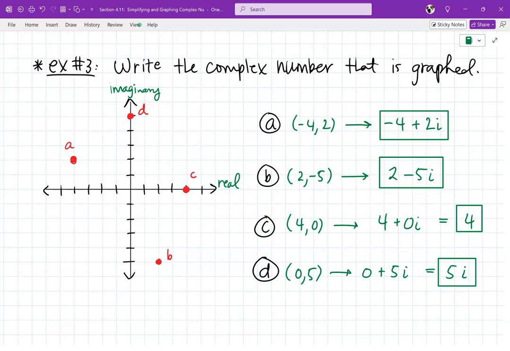Okay? And this is what your homework is going to be like. Some graphing, forward and backwards, right? Graph the point, or write the complex number. And then it's just simplifying a lot of stuff. So let me go ahead and stop this and give you guys your homework.